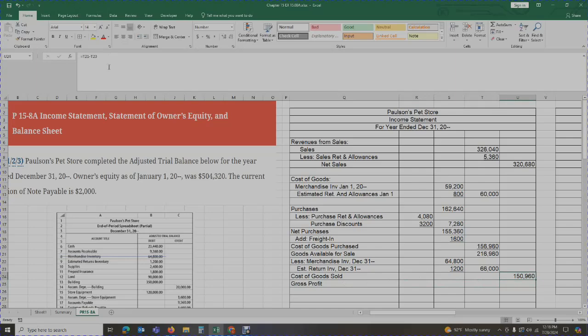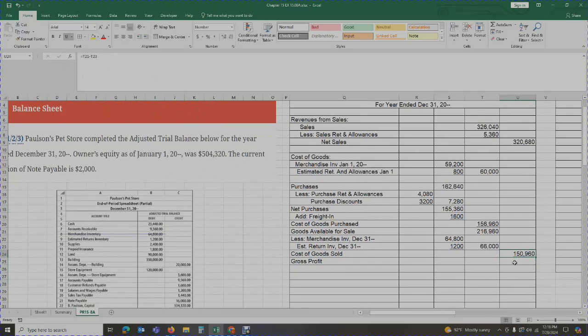To calculate our gross profit, you're going to get your sales minus your cost of goods sold, and that will give you 169,720. 169,720 is your gross profit. Now from there, we're going to deduct all of our operating related expenses.